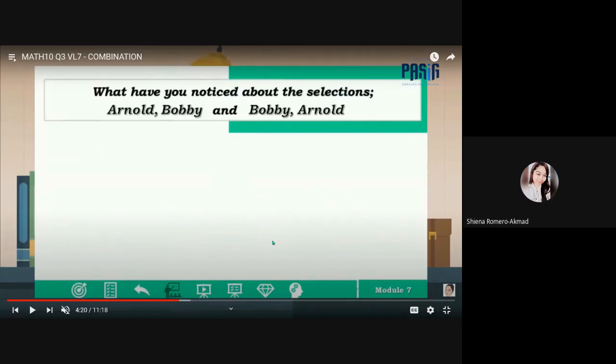What can you say about Arnold, Bobby, and Bobby, Arnold? Anong masasabi niyo sa kanilang dalawa? Kunwari, ang unang pinili ni Mr. Santoyas ay si Arnold bago si Bobby. O kaya naman, pinili niya si Bobby bago si Arnold. What did you notice about the two different arrangements? Anong napansin niyo dun sa dalawang magkaibang arrangement na yan?